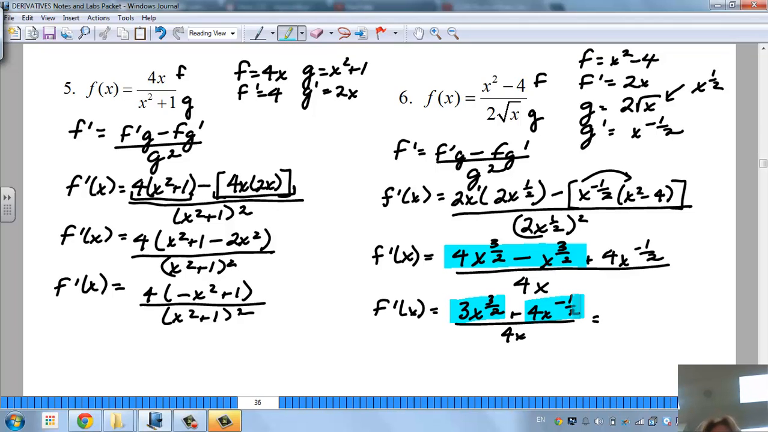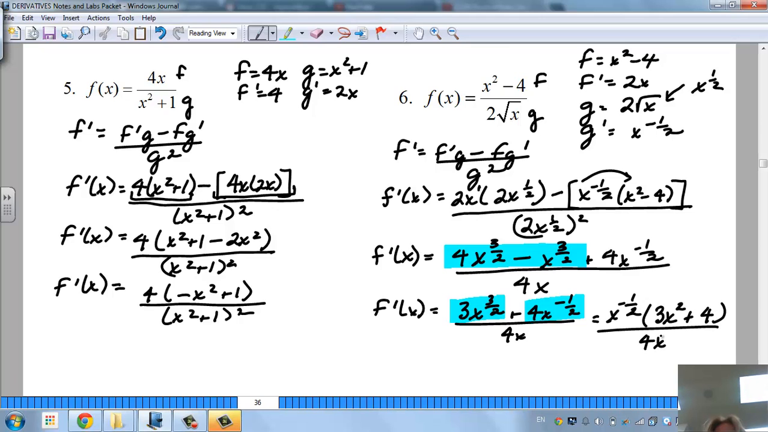If I take out my lowest exponent, it's going to be x to the negative a half. So if I take x to the negative half out of the first one, you're really subtracting. So 3 halves minus a negative 1 half is actually adding. So that comes out to be a 3, and the x turns into an x squared, plus 4, because if I factored out, all over 4x.